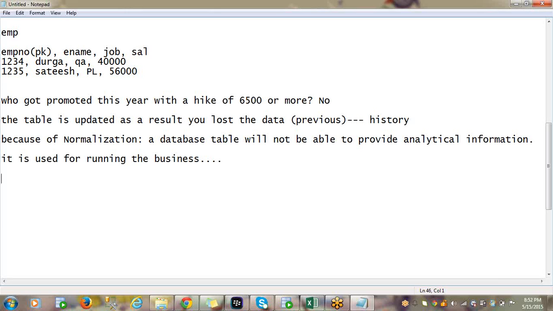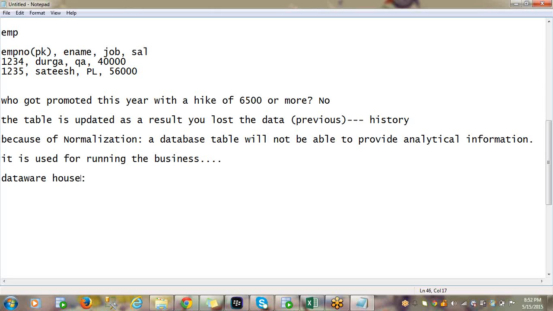So you can do that particular analysis when you have your previous data. Now with normalized tables, you will always be losing that data, so normalized tables are used for running the business. They cannot be used for your analytical process. So that is the disadvantage of your database. A database is used for running the business, but it cannot analyze the business. And that is where it has led a path to move towards the data warehouse.